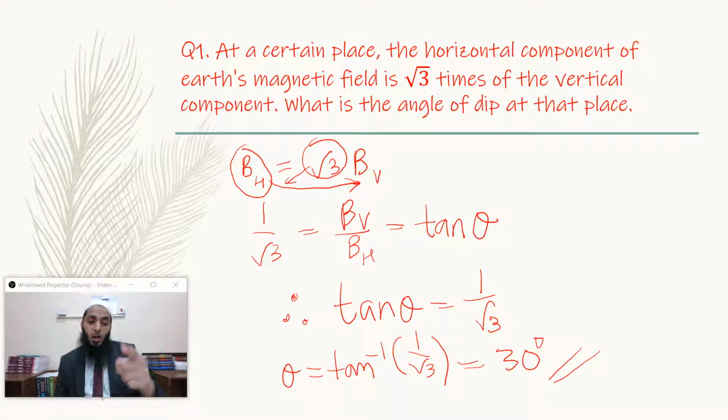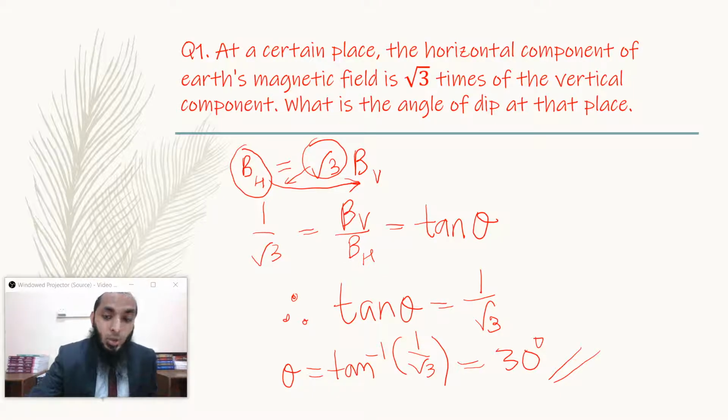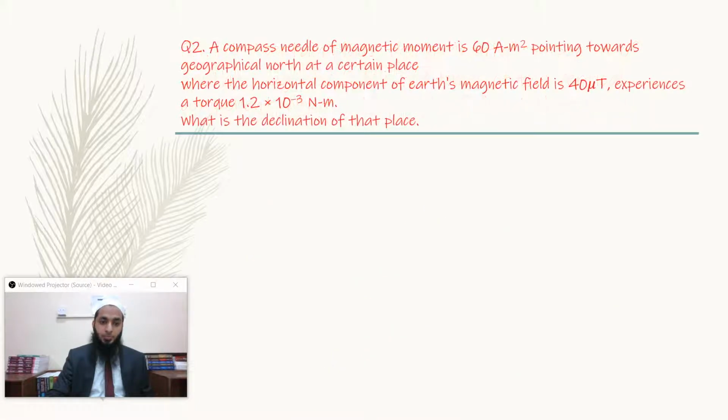Instead of solving like this, if someone wants to solve by writing tan theta is equal to B_V divided by B_H, and in place of B_H they can substitute root 3 B_V, so B_V will get cancelled, you will still get 1 by root 3. So whichever method you want to follow, you can follow that. So question number 1 was a simple one. Let's go to question number 2.